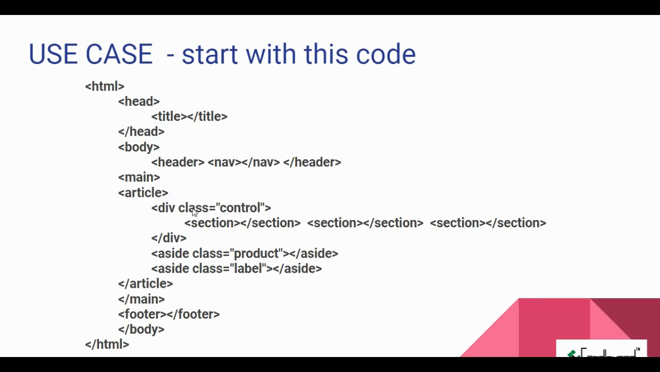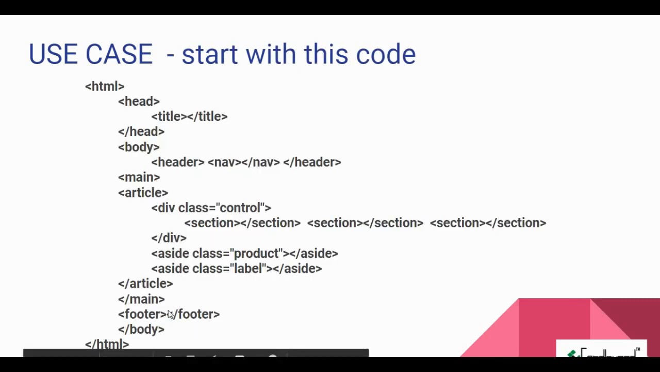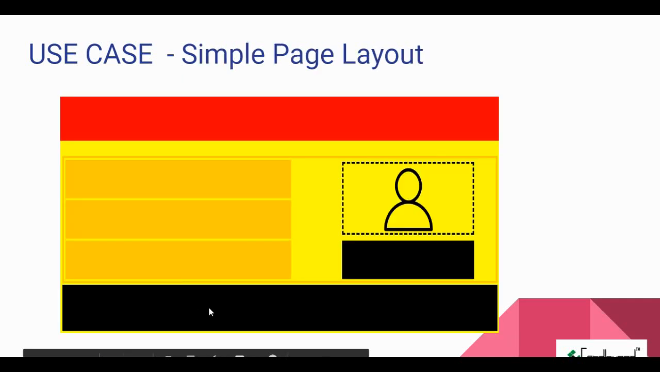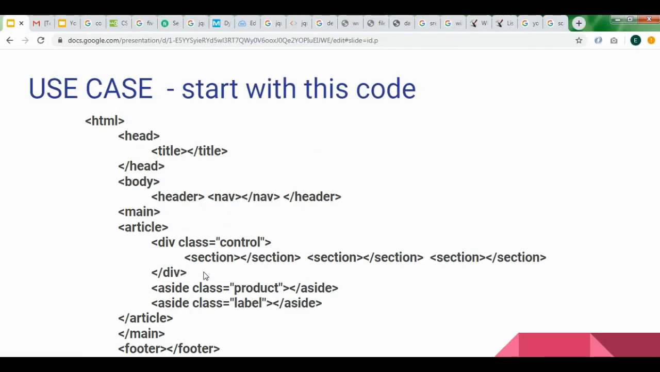Apart from this div element, I have two aside elements which are given class names of product and label. So these two aside elements are actually what created these sections of my page. Then finally, I have my footer, which is actually here.